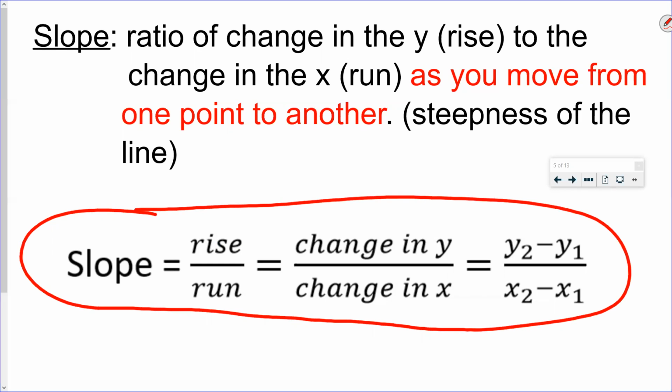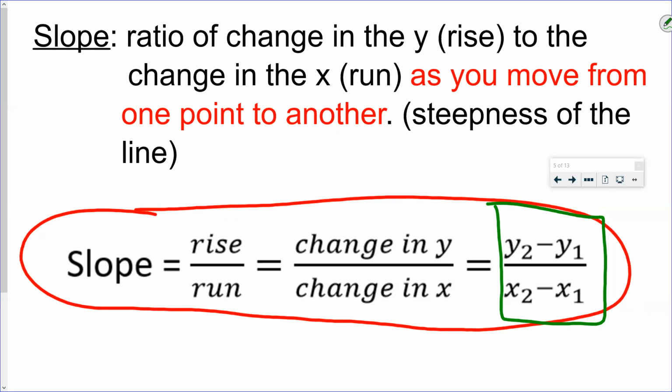Slope is rise over run. So how much are you going up and down over how much you're going left and right? Which is also the same thing as your change in y over your change in x. Matches with your rate of change. And then there's a mathematical formula, and you're going to hear me use this a lot. You're going to hear me ask you, what is the formula to find slope? That's this right here: y2 minus y1 over x2 minus x1. And so you'll be able to mathematically find the slope or the rate of change of a line.